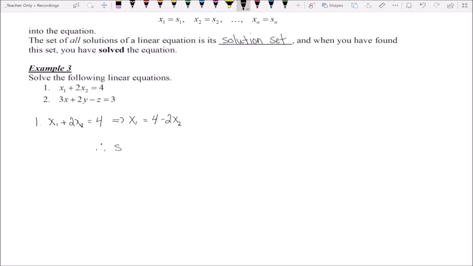Therefore, we're going to say the solution set, and remember it is a set, so we need to use set notation: 4 minus 2r, comma r, such that r is some real number. Since x2 is independent of anything, we can set it to be any value we want. We're going to say it's some value r. Then x1, which depends on the value of x2, will be 4 minus 2 times whatever value we chose, in this case, r.